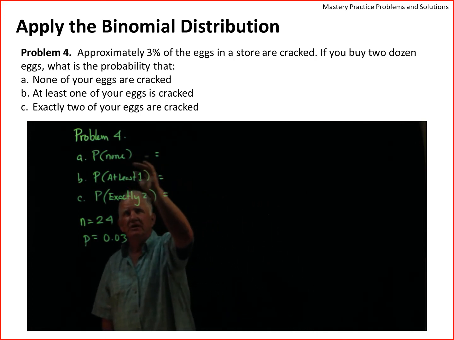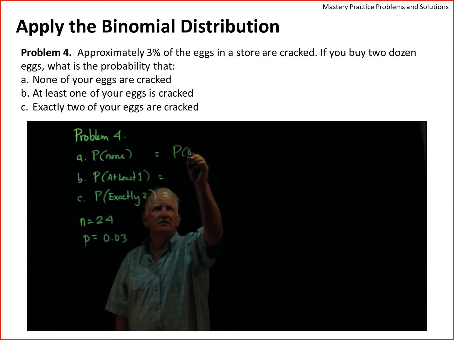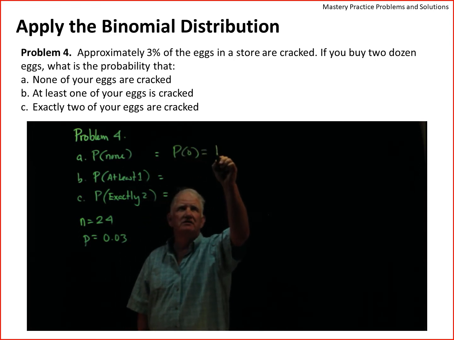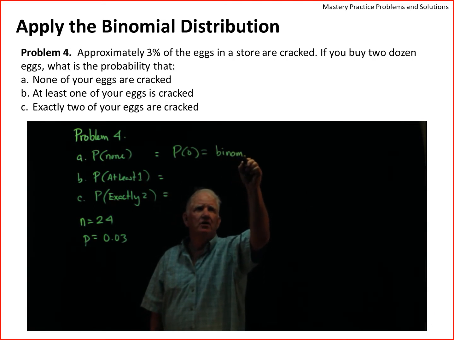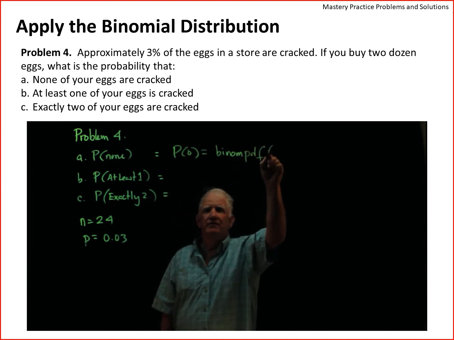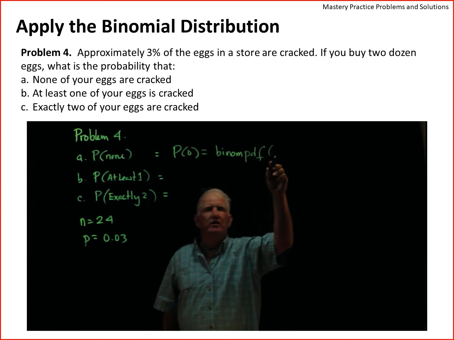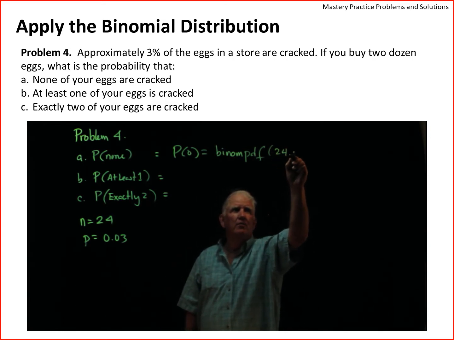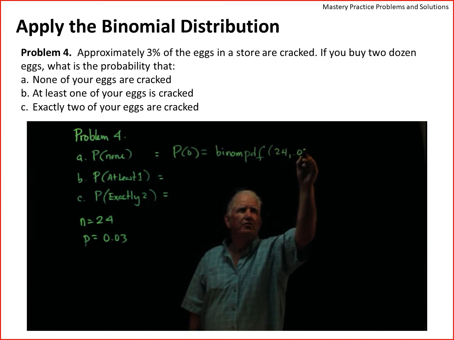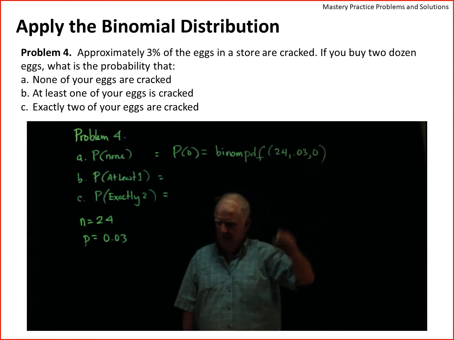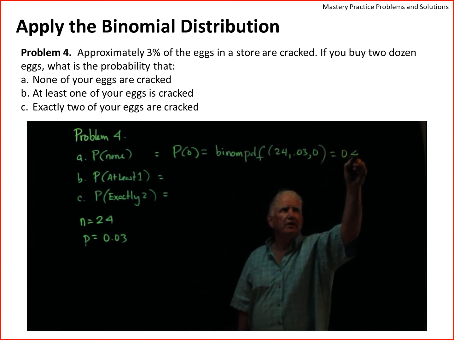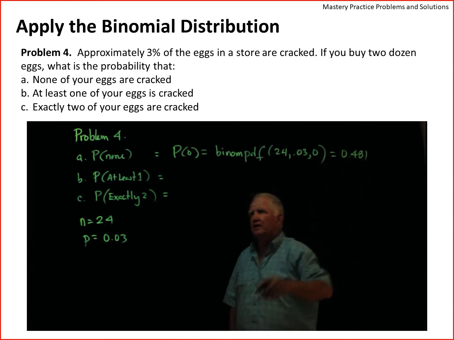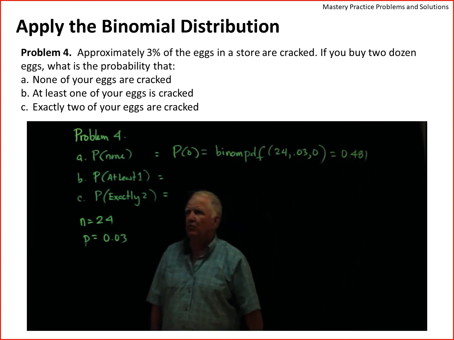So P none is the same thing as P zero, which in this case is binomial. Since I'm looking for an exact value, binomPDF, 24, 0.3, 0. Okay, and if you were to work that out, you would find 0.481. That solution's given to you in the back of the workbook.